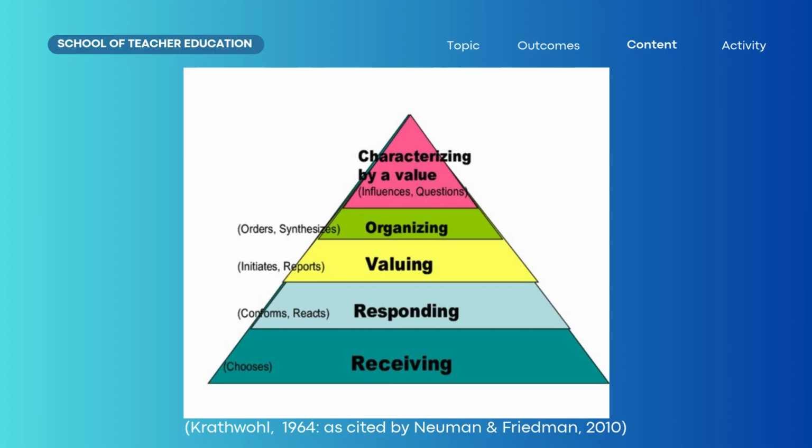before characterizing. So the words there would be: for receiving, they choose to listen to you; responding, they conform, they react; valuing, they initiate and somehow also report; organize, they do orders, they synthesize on their own; and characterize, it's when they question or they influence others to do that trait.